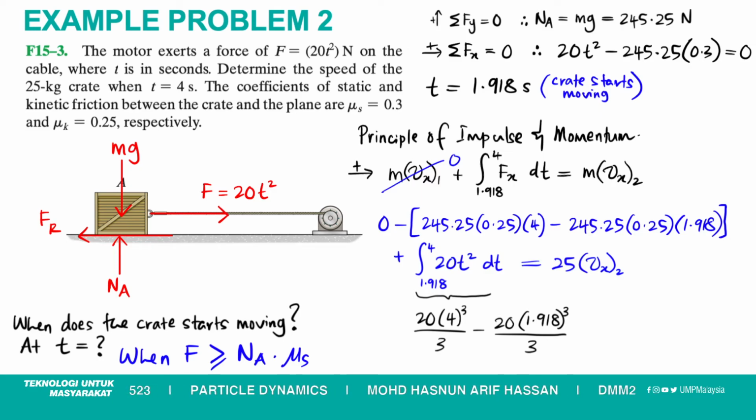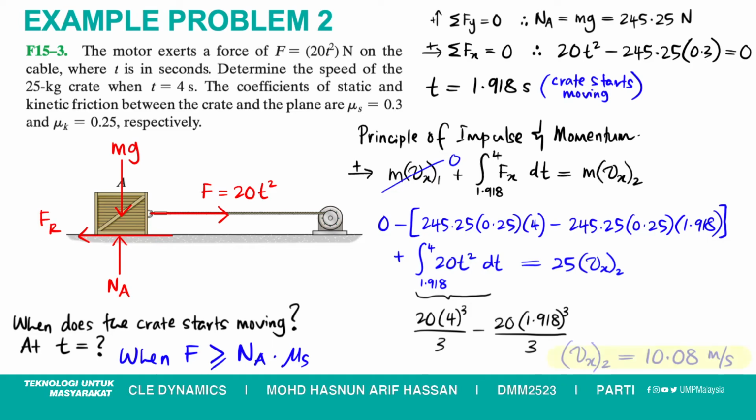And since we have the range, we have to substitute the value. So 20 times 4 cubed divided by 3 minus 20 times 1.918 to the power of 3 divided by 3 is equal to 25 vx2. And solving the equation, you will have vx2 is equal to 10.08 meters per second. Okay.